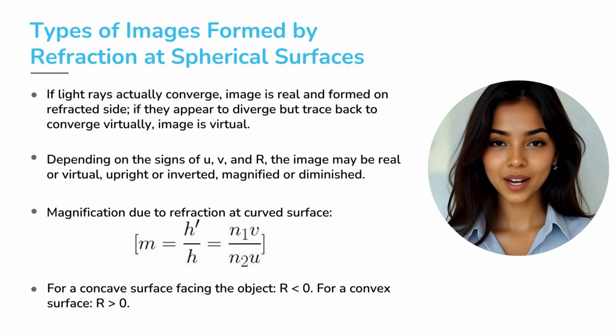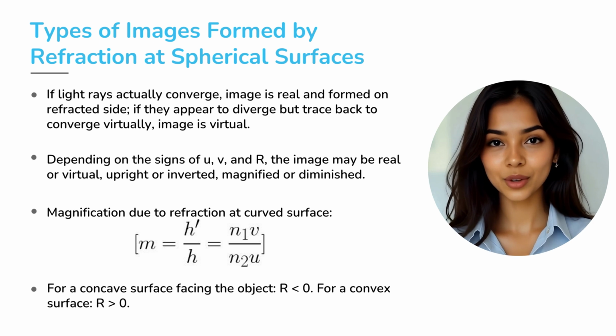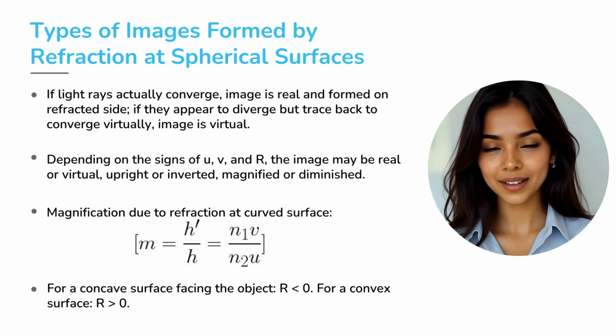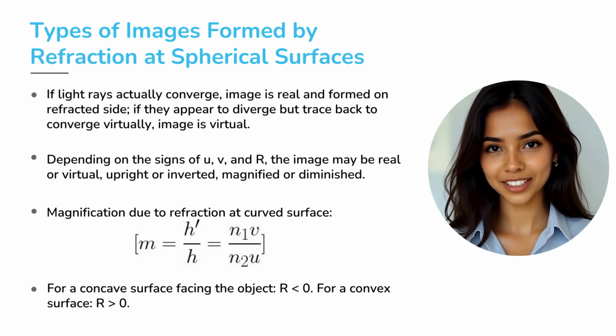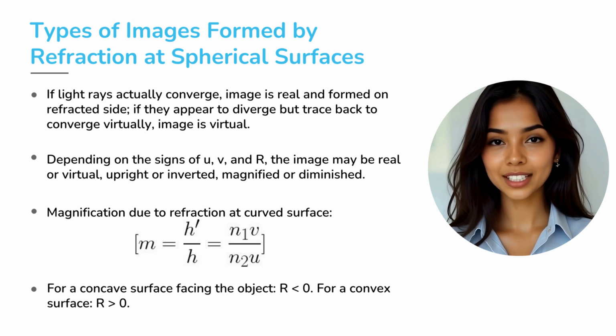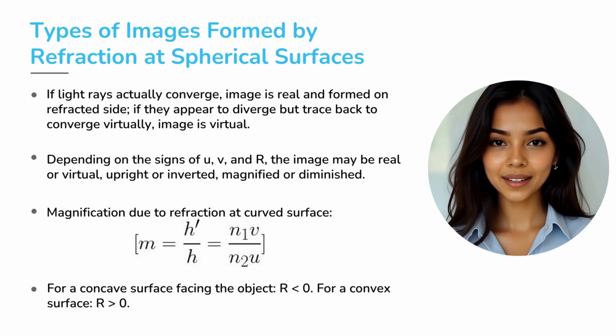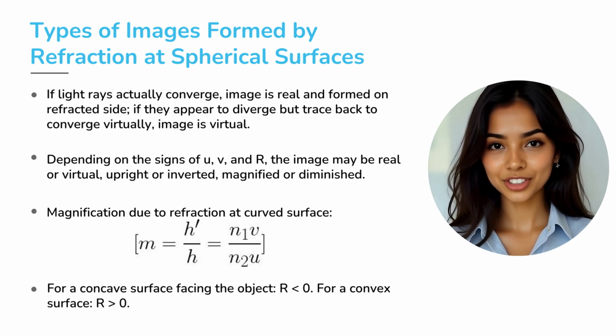Now that we know how light bends at curved surfaces, let's see what kind of images form. Sometimes, the refracted rays actually meet at a point. When this happens, the image formed is real and it appears on the side of the refracted light. Think of a magnifying glass focusing sunlight to burn a leaf. That bright spot is a real image.